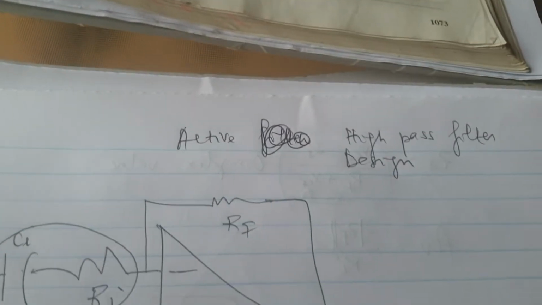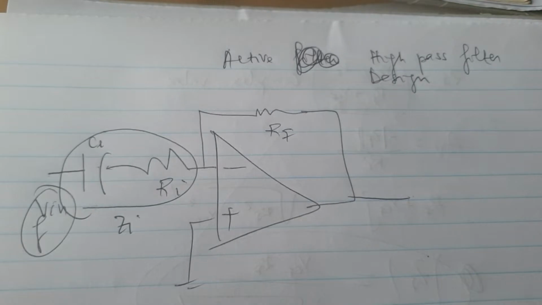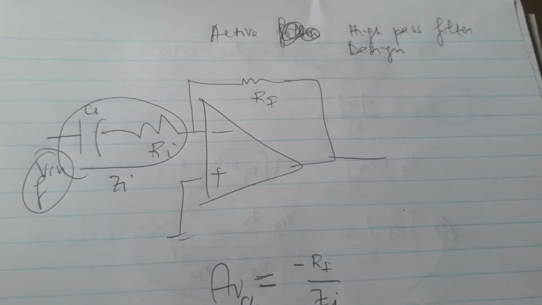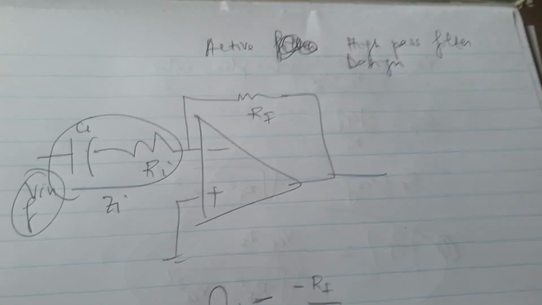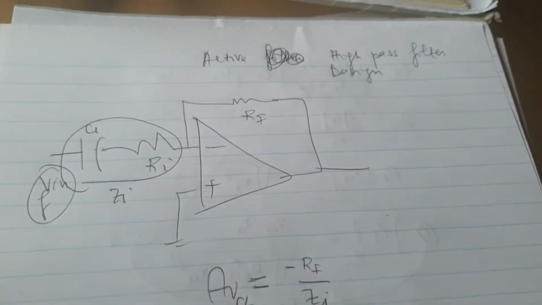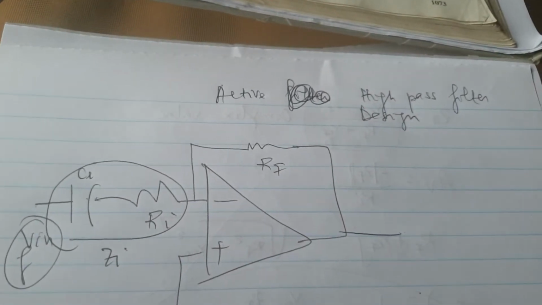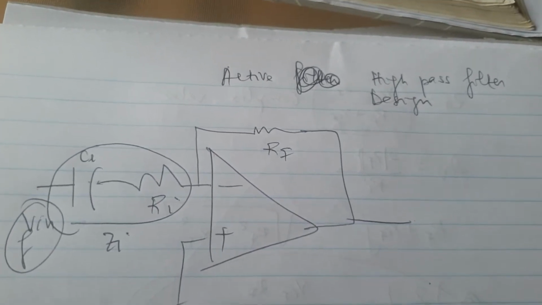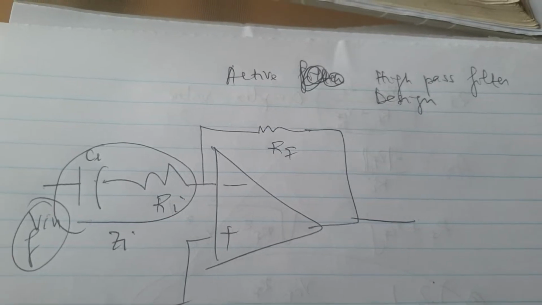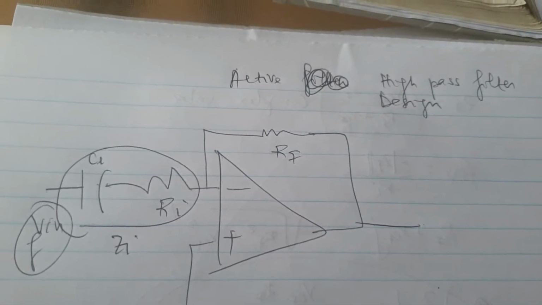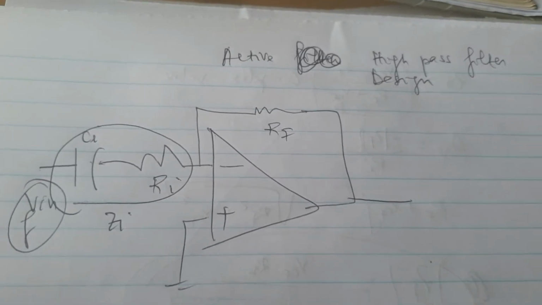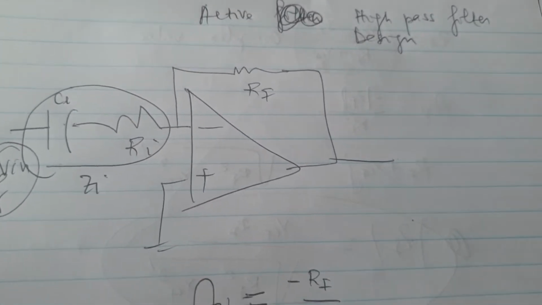So when it comes to an active high pass filter design, this is how the configuration looks. Now the capacitor is an input capacitor. It's on the input side and it is in series with Ri, unlike in the active low pass filter where it was in parallel with RF on the feedback side. That makes an input impedance Zi on the input side and RF on the feedback side.